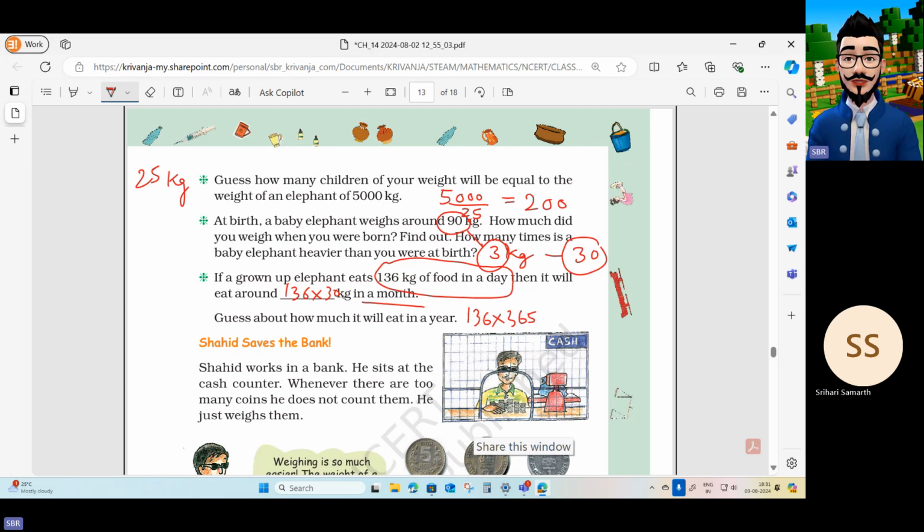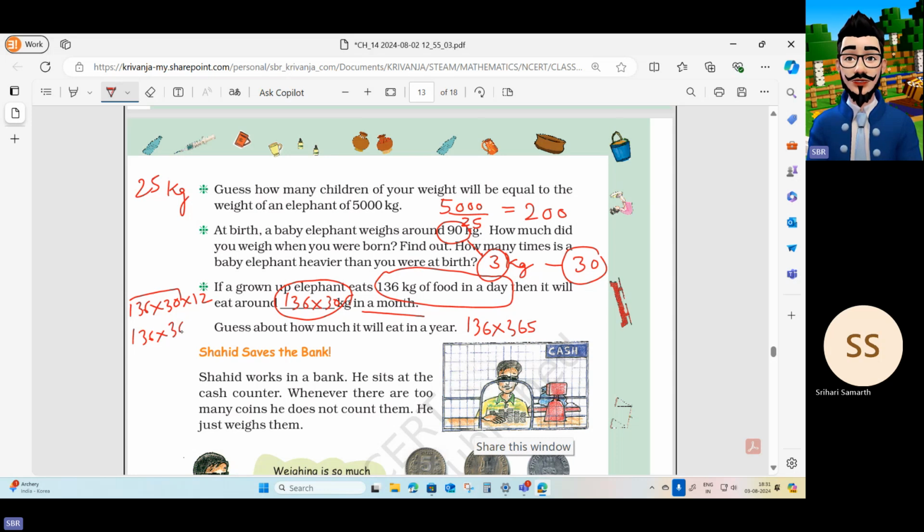What some people might do is 136 into 30, that is in a month, and they directly multiply into 12. But if you check, both the answers will be different. 136 into 30 into 12, this is one month, right? And 136 into 365 is another answer. Which answer is more accurate? This is more accurate. Why? Because I know directly there are 365 days in a year, and each day it eats 136 kgs. So direct multiplication, you will do it.